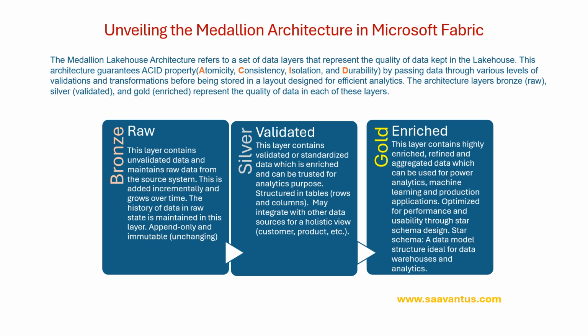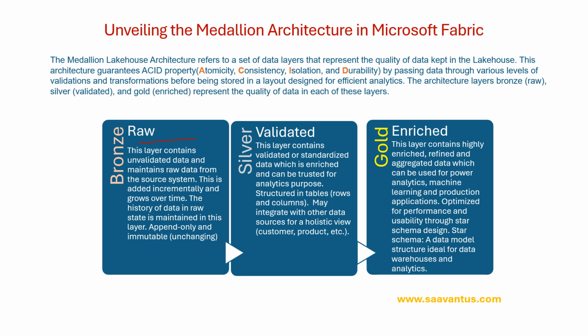The architecture layers are bronze, which is raw data, silver, validated data, and the gold layer, which is enriched in data quality. They represent the quality of data in each of these layers. The diagram shows bronze, silver, validated, and enriched.